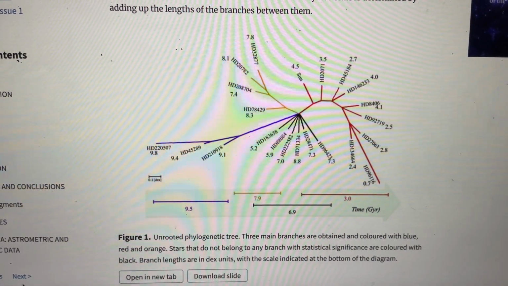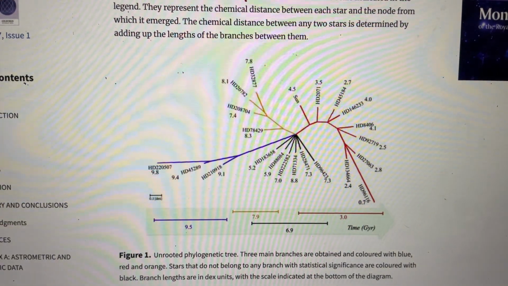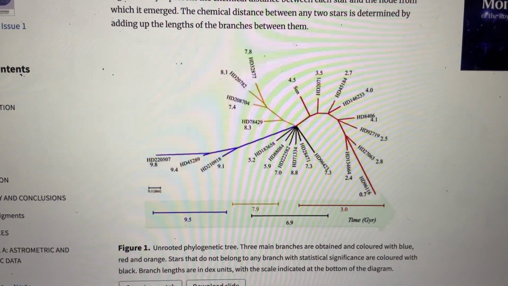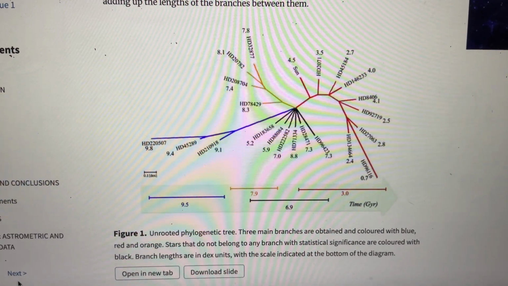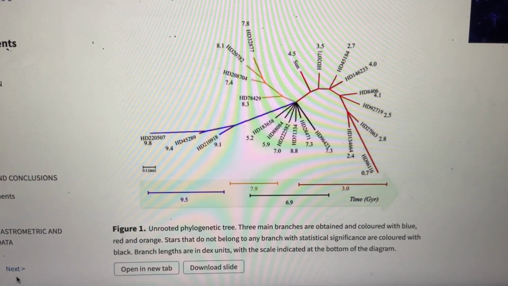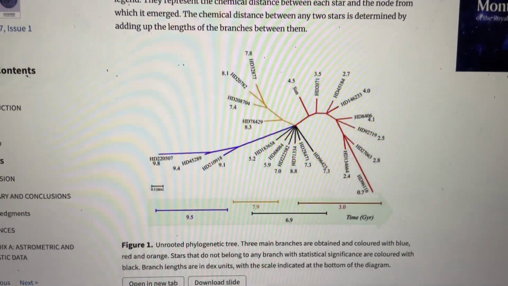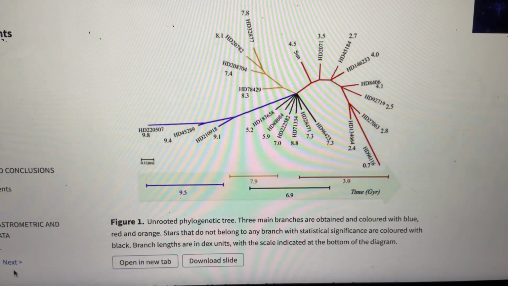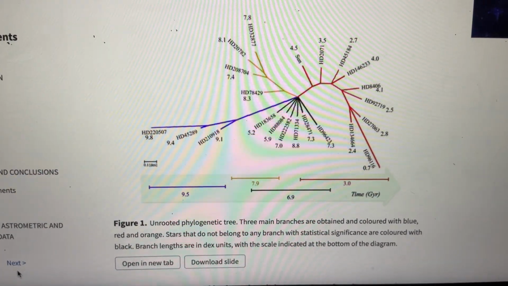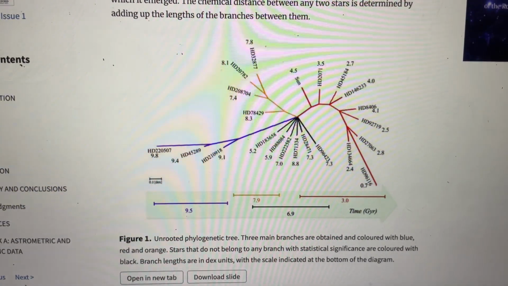So we can see down low in that graph here that it's showing the times for the colors. They represent the estimated ages, or the time frame of the common ancestors, or the formation times between the populations in this phylogenetic tree between the stars.